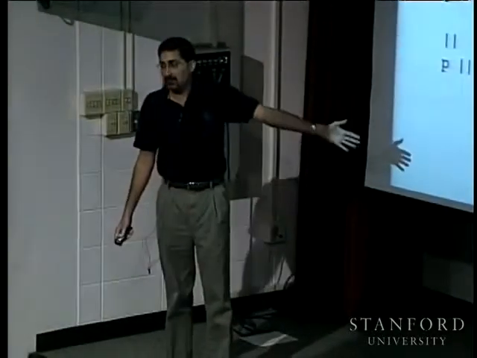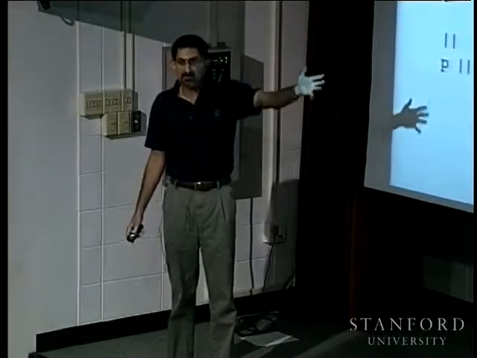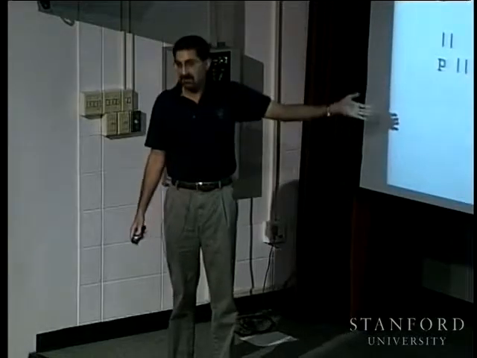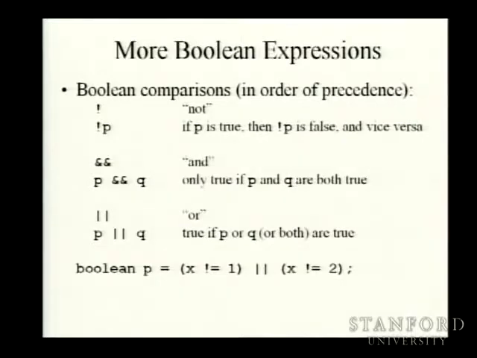And these are in order of precedence. So your nots get evaluated first, then your ands, then your ors. Much in the same way that parentheses get evaluated first, then multiplication, division, then addition and subtraction, same kind of thing. So we can look at an expression, for example, Boolean P equals something like this.